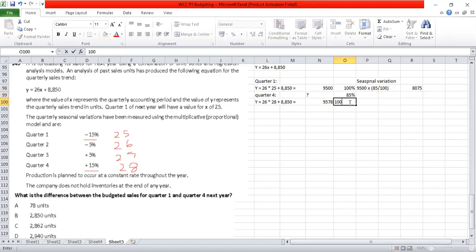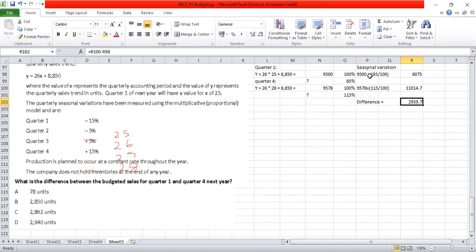Similarly, here if this is 100%, we want plus 15%. So 115% is how much? That is what we have to calculate. So the calculation would go as 9,578 into 115 by 100. Then find out the difference. We are asked to find out the difference, isn't it? We have to find out fourth minus first. Fourth is here minus first. So 2940. Rounded off, it will be 2940.